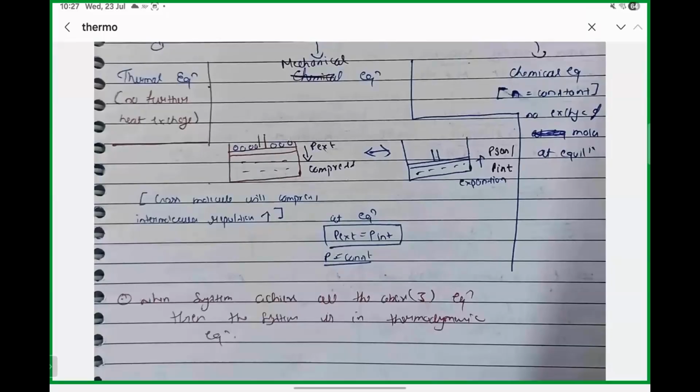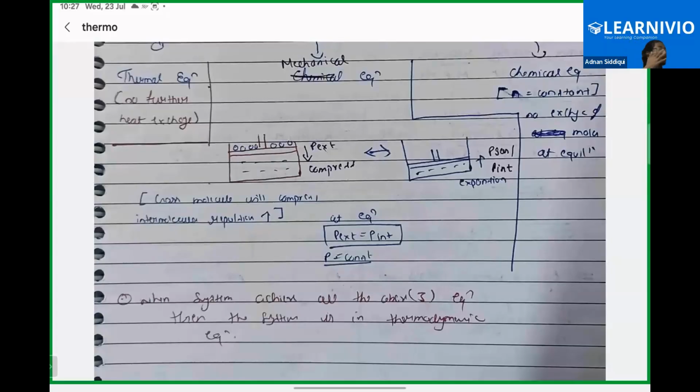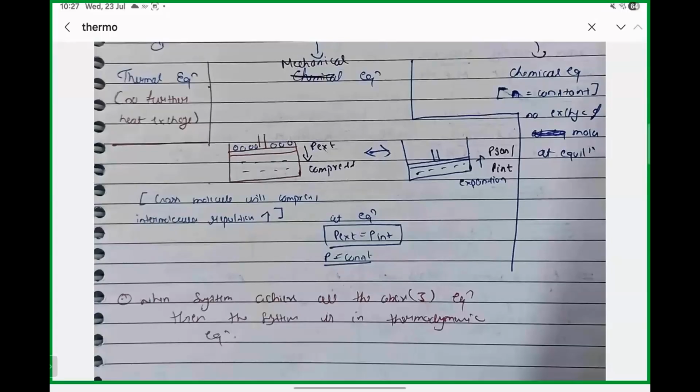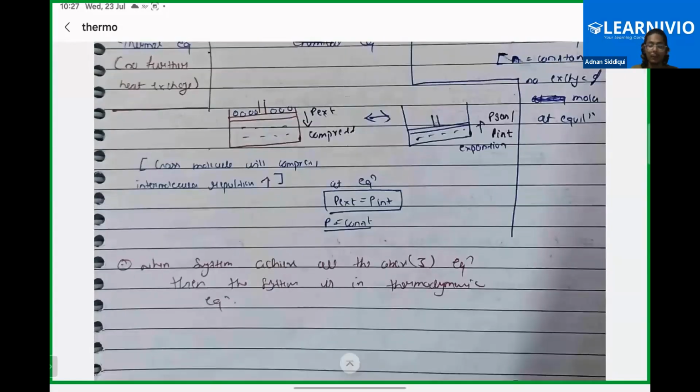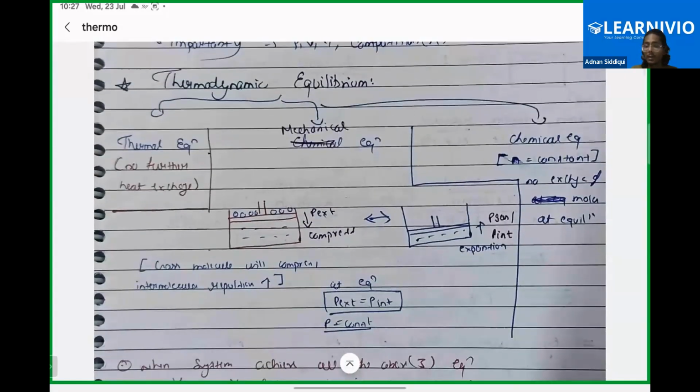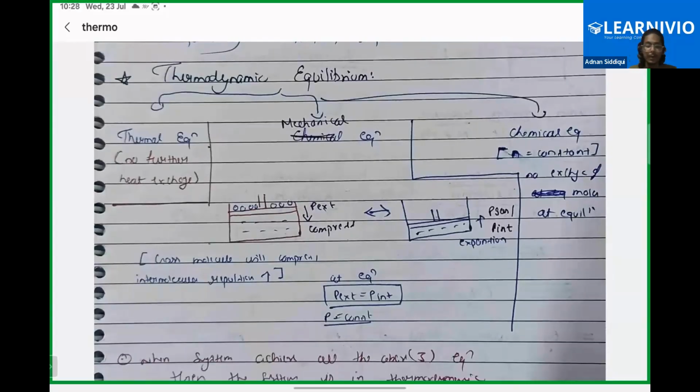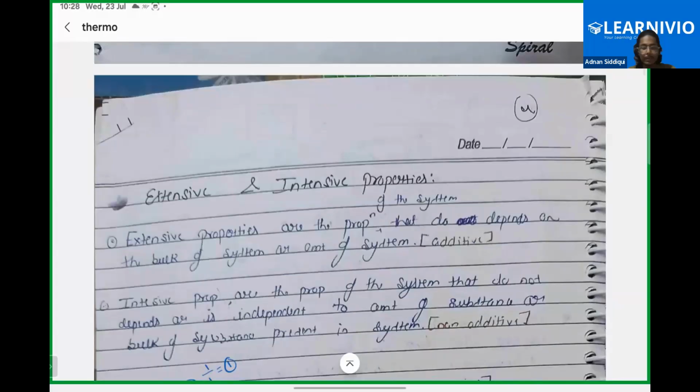Thermal is just the exchange of temperature or energy, heat. Thermal is heat, as the name suggests, heat exchange. So when the system achieves all the above three equilibria, then the system is in thermodynamic equilibrium. If you are missing any one of the equilibria, then you cannot say that your system has achieved thermodynamic equilibrium. For thermodynamic terms, you have to see whether these three conditions are satisfied or not. So let us move ahead.